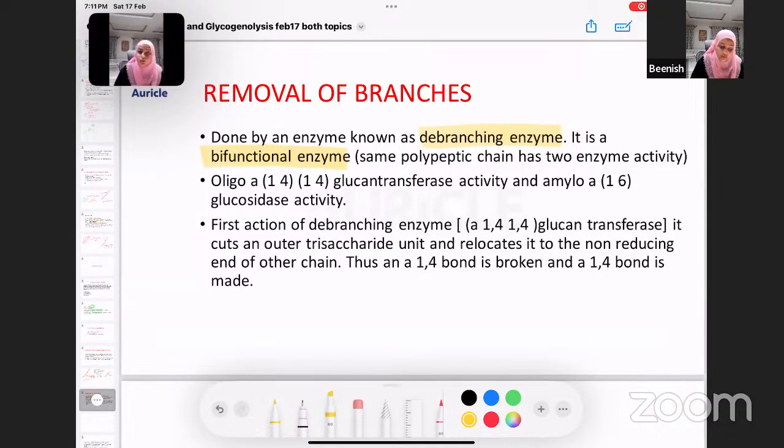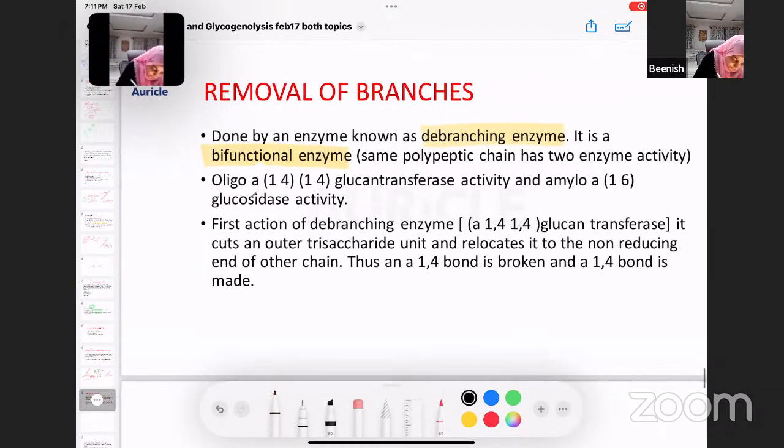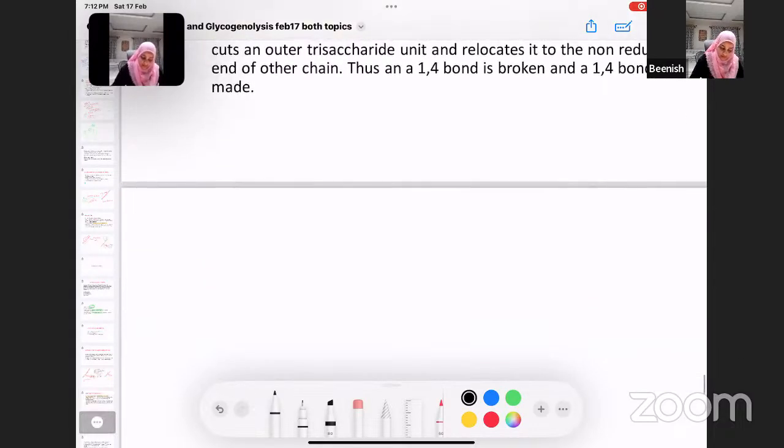And what are those two enzyme activities? It is oligo alpha 1,4 alpha 1,4 glucan transferase activity and amylo alpha 1,6 glucosidase activity. First, okay, let me make it more clear for you so that you understand.